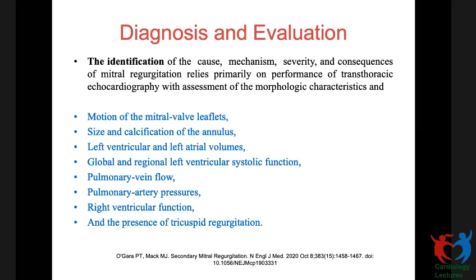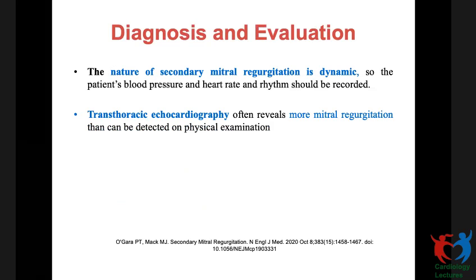The identification of the cause, mechanism, severity, and consequences of mitral regurgitation relies primarily on the performance of transthoracic echocardiography and assessment of the morphological characteristics like motion of the mitral leaflets, size and calcification of the annulus, left ventricular and left atrial volumes, global and regional left ventricular systolic function, pulmonary vein flow, pulmonary arterial pressures, right ventricular function, and the presence of tricuspid regurgitation. The nature of secondary mitral regurgitation is dynamic, so the patient's blood pressure and heart rate and rhythm should be recorded, and transthoracic echocardiography often reveals more mitral regurgitation than can be detected on physical examination.